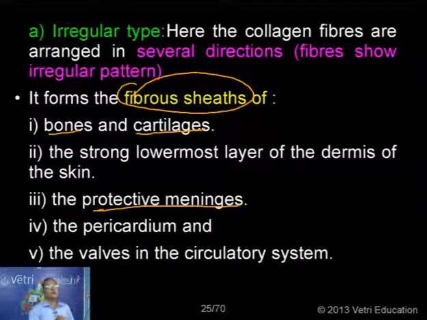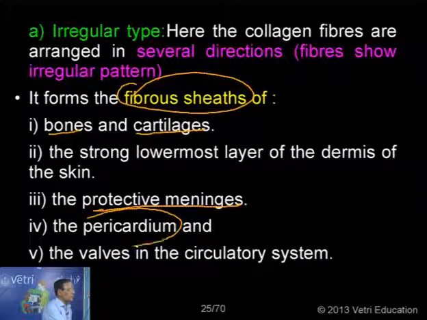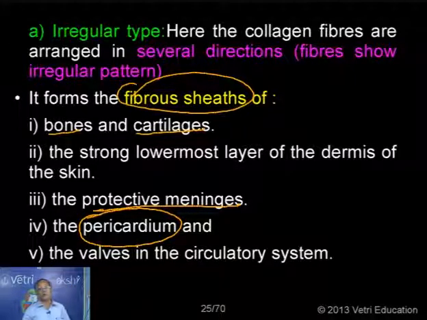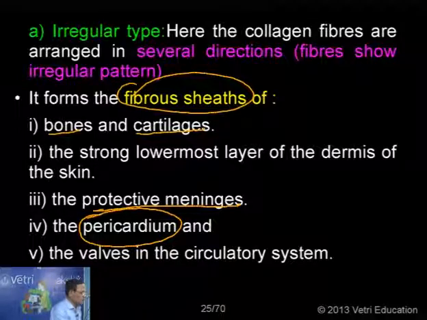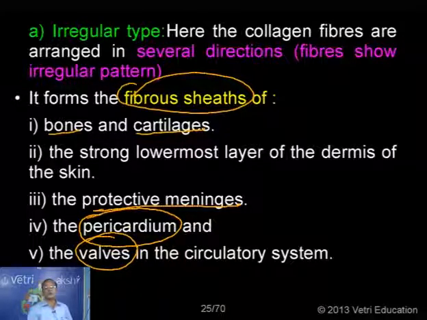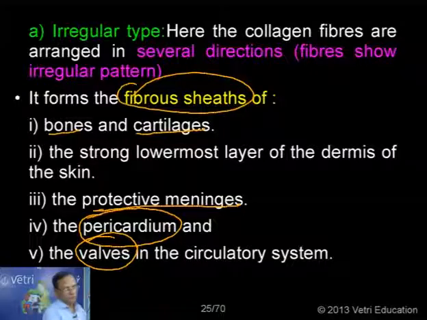And we have the brain. The brain is surrounded by protective coverings, three membranous coverings called meninges. There also we have this type. Then the heart is covered by a membrane, the pericardium. And also we have the bicuspid and tricuspid valves in the heart, and these also are made up of this type of connective tissue. So the membranous coverings of the brain, the heart, the valves of the heart, the lowermost layer of the dermis, and the coverings of bones and cartilages all have this type.